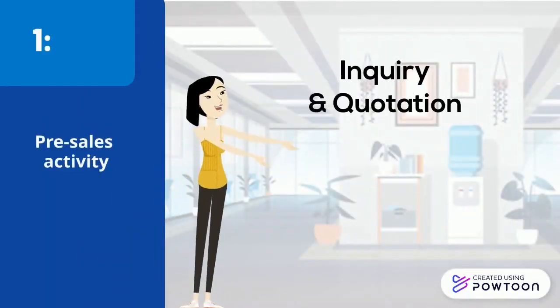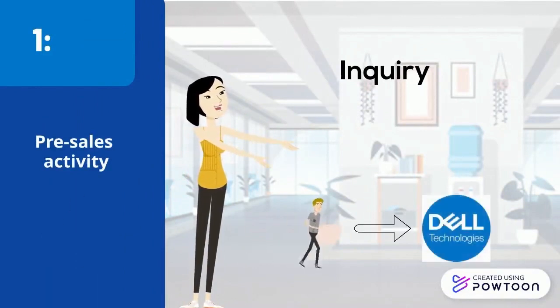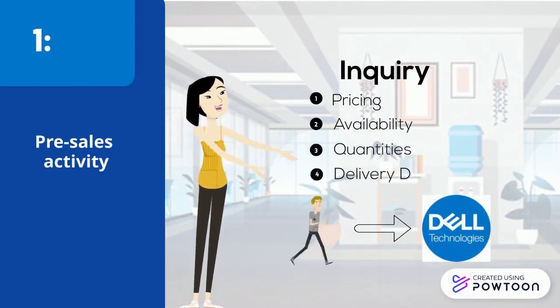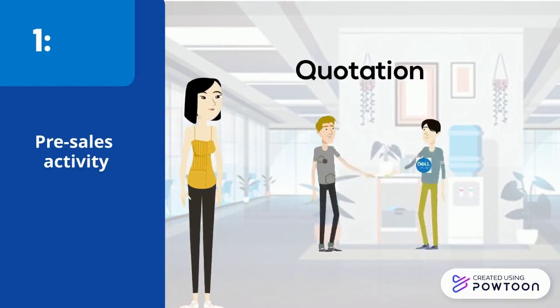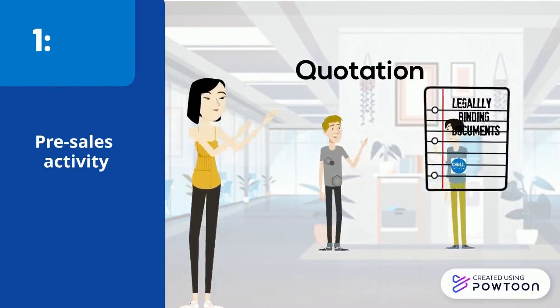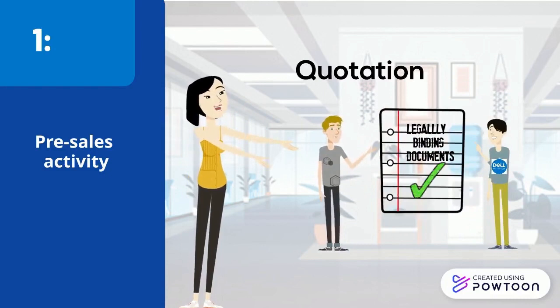The sales order process kicks off with pre-sales activities, including inquiries and quotations. An inquiry is the information customers seek from our company about pricing, availability, quantities, and delivery dates. These inquiries are recorded, and quotations are generated to address these questions. Quotations can serve as legally binding documents that safeguard the interests of both parties when accepted.